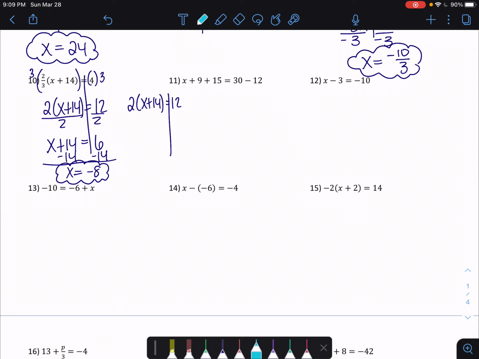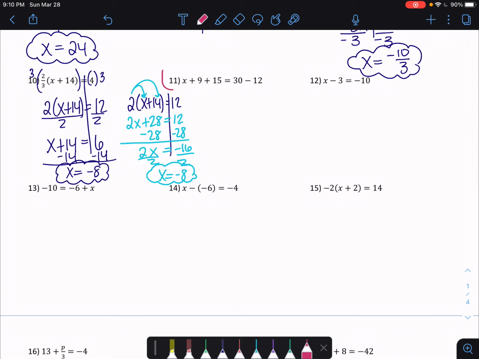And then here, I'll show you the same problem, but with the distributive property. So I'm going to distribute the 2 this time. So 2x plus 28 is equal to 12. I subtract 28 from both sides, and I get 2x equals negative 16. And then when I divide by 2, I get x equals negative 8. Okay, so same answer, 2 different ways of doing it.